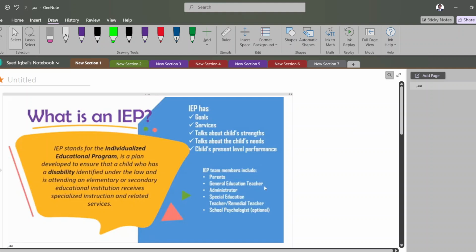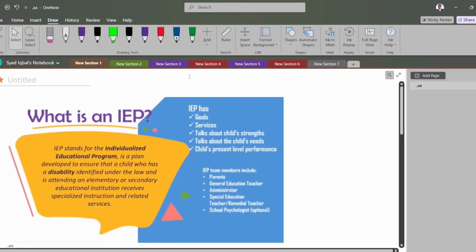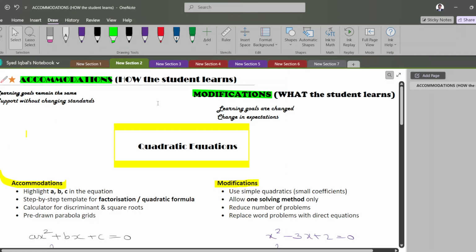We are required in the meetings, and the special ed kids will come to our class. So for that, we will have direct instructions, and in that we have to do two things for the kids. Accommodation is how the student learns. That means learning goals remain the same, and we have to support without changing the standard. Then modification is what the students are going to learn. Learning goals are changed, and expectations are a little bit lower.